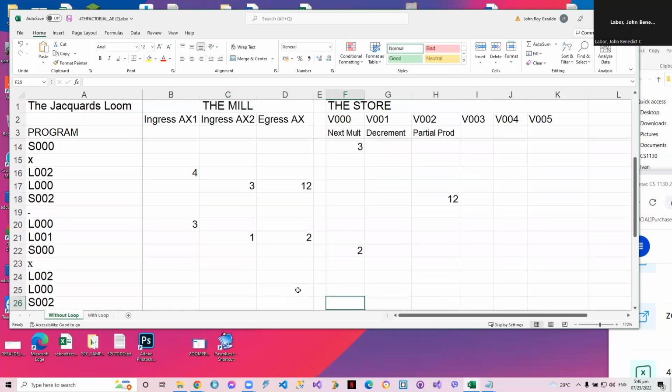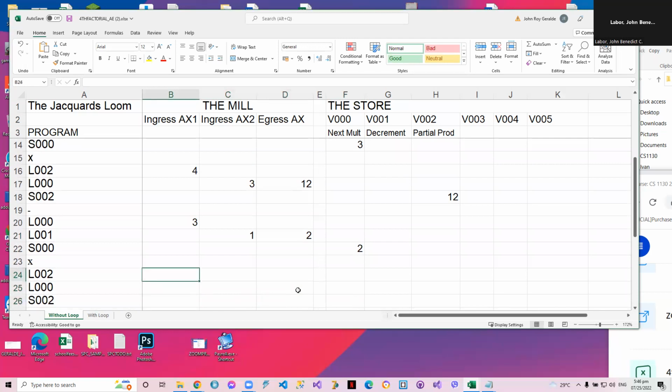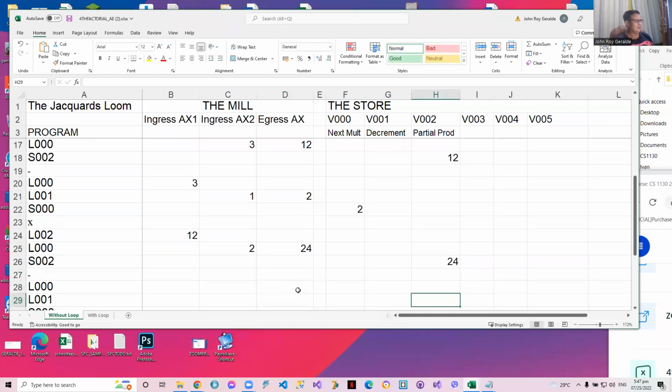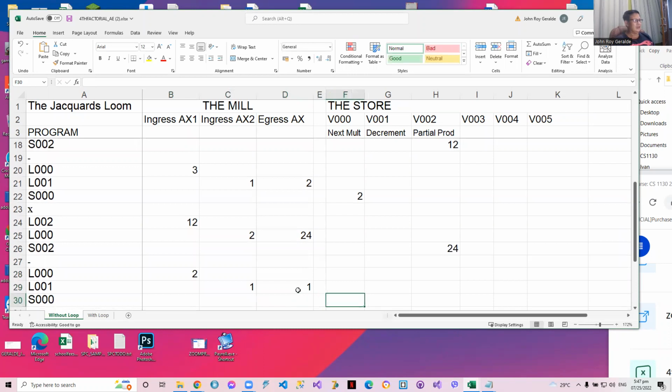Do you follow? And then we multiply L002. What's this? 12. Right? Okay. L000, this is 2. Right away, this becomes 24. Good. And S002, this becomes 24. Okay. And then finally, we will have a minus of L000, which is 2, and 001, which is 1. 2 minus 1 is 1. Okay. And then this will become 1.